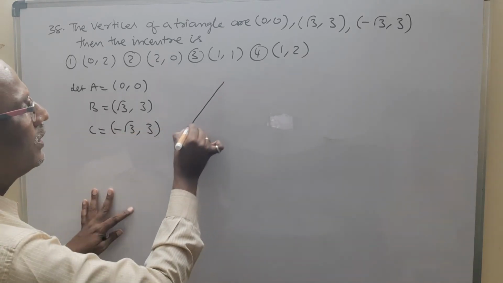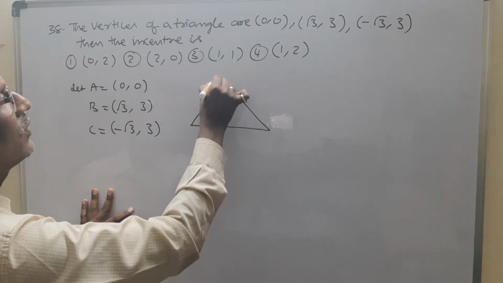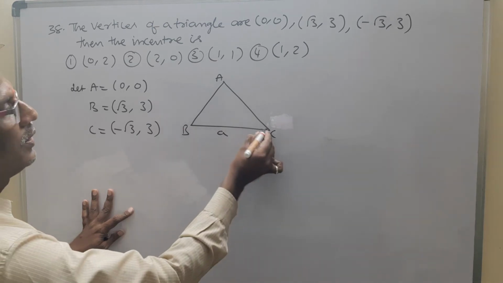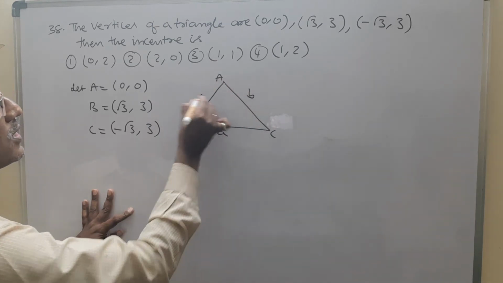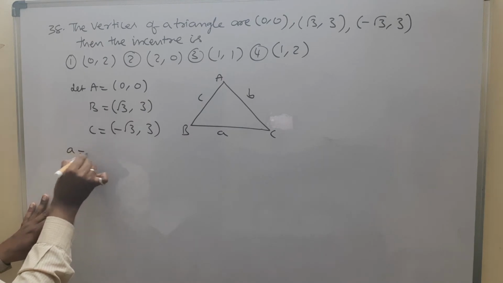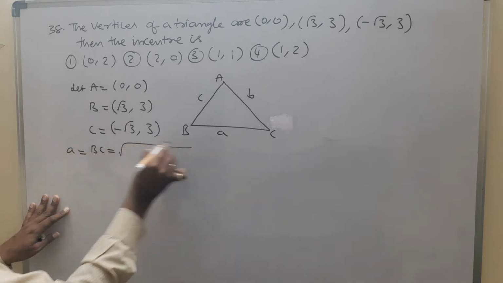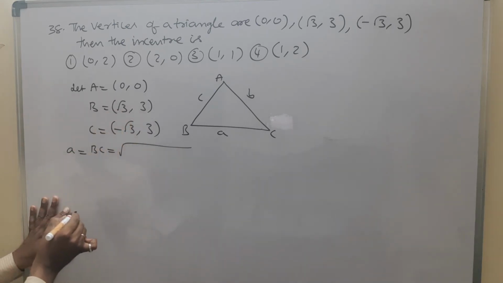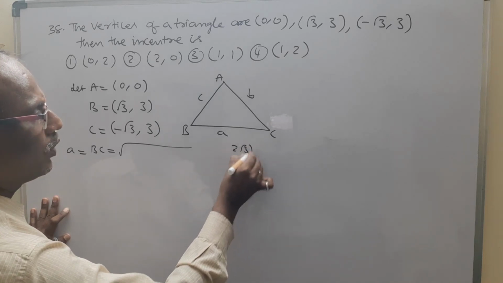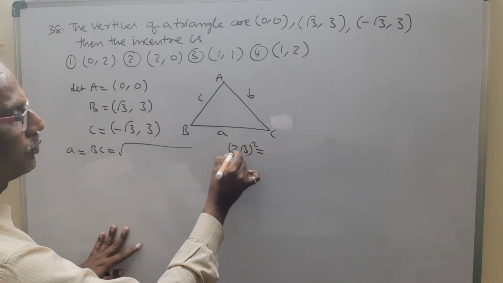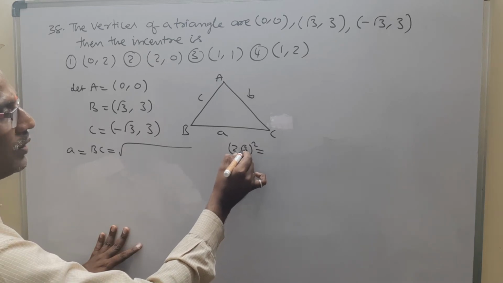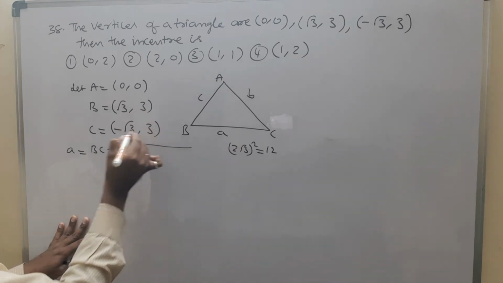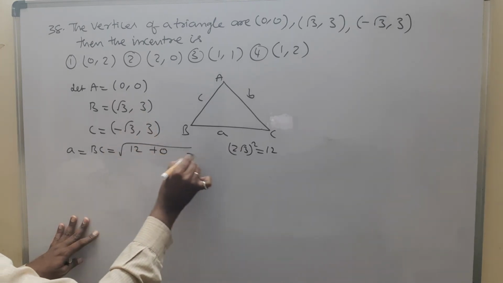In triangle ABC, to find the incenter of the triangle, let BC distance be small a, AC distance be small b, AB distance be small c. To find small a equal to BC distance: root 3 minus of minus root 3 is root 3 plus root 3, 2 root 3, whole square. 2 square is 4, root 3 square is 3, 4 into 3 is 12. Plus 3 minus 3 is 0. That equals root 12.